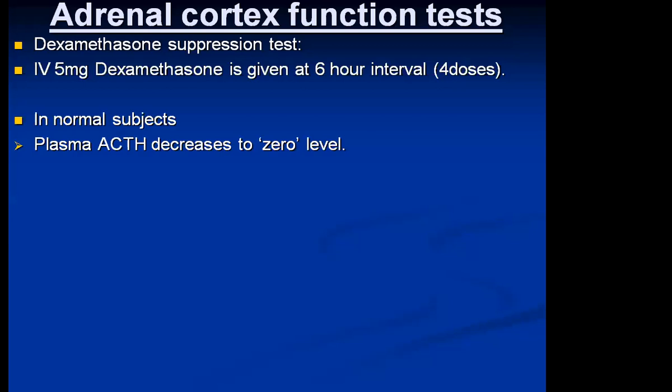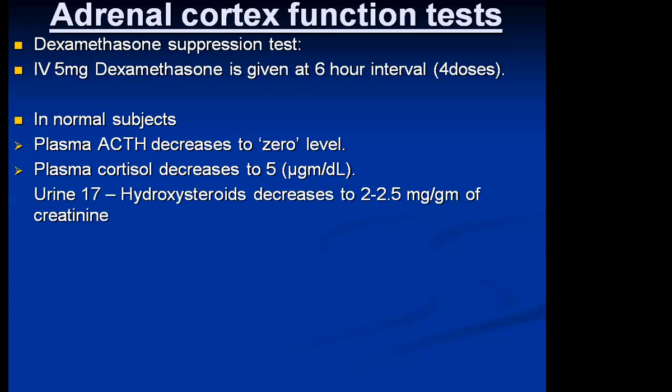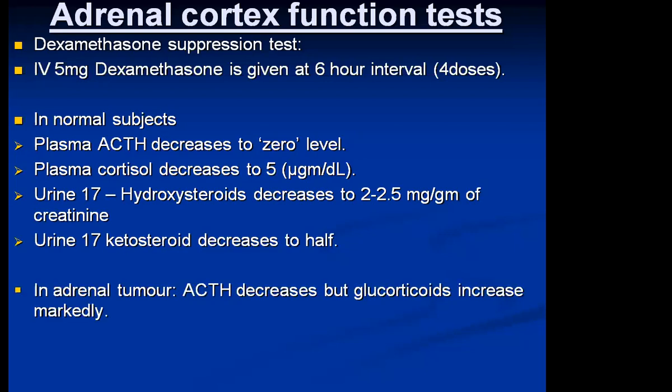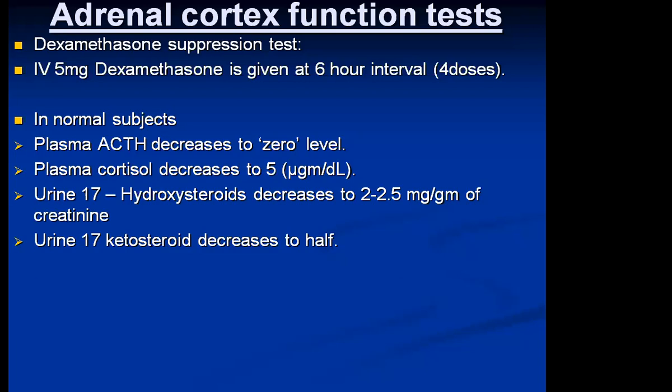Do you agree with this? Because the concentration of glucocorticoids has increased, there is feedback inhibition of release of ACTH from the anterior pituitary as well as from the hypothalamus. No CRH is released. Therefore, plasma ACTH secretion will decrease to 0. Plasma cortisol also decreases to 5 micrograms per deciliter. Urine 17 hydroxycorticosteroids will also decrease. Urine 17 ketosteroids will also decrease. This is in normal subjects.